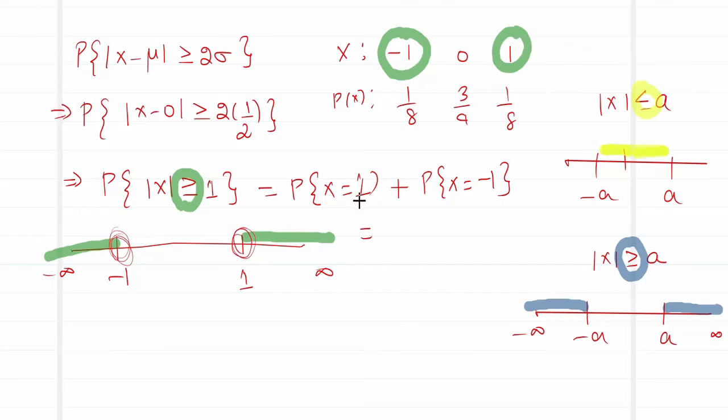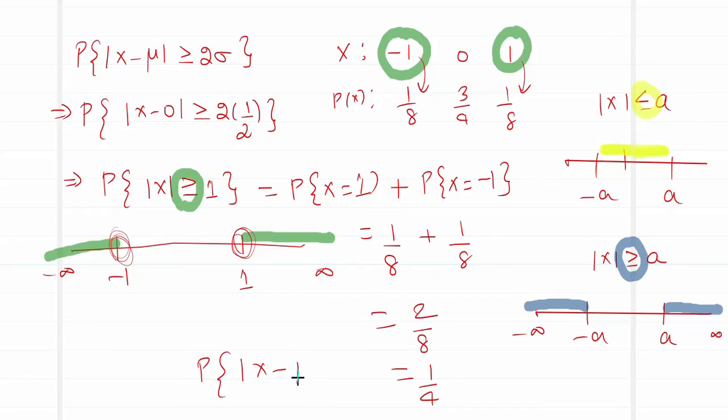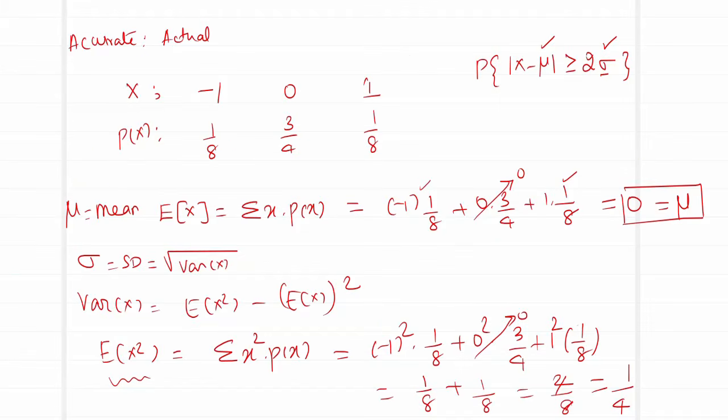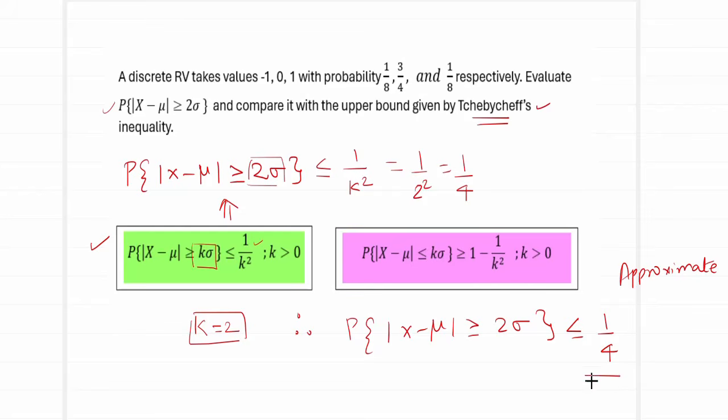Now what is this probability of X equal to 1? Probability of X equal to 1 is 1 by 8. And what is probability of X equal to minus 1? It is also 1 by 8. So 1 by 8 plus 1 by 8 makes it 2 by 8. So the answer is 1 by 4. So I have the actual probability of modulus of X minus mu greater than or equal to 2 sigma to be equal to 1 by 4. And by Chebyshev's inequality also, the answer happens to be less than or equal to 1 by 4.